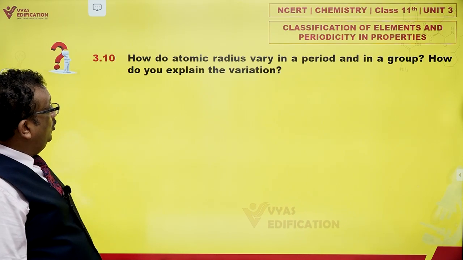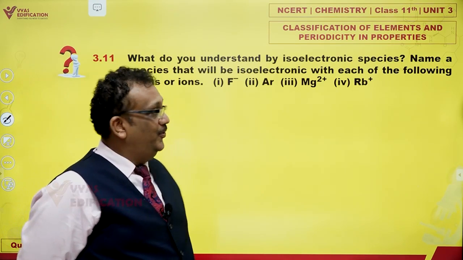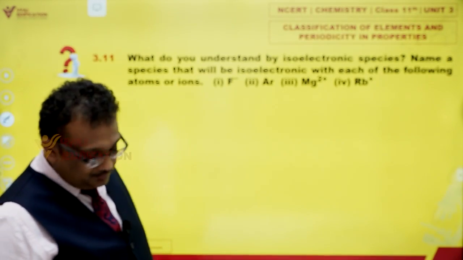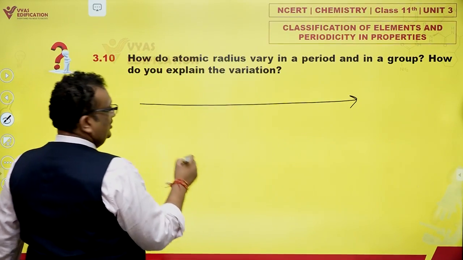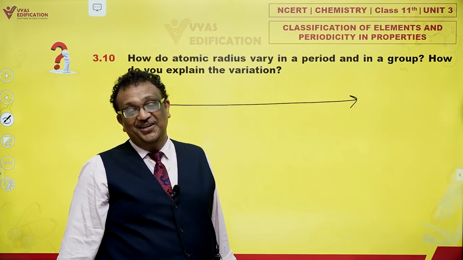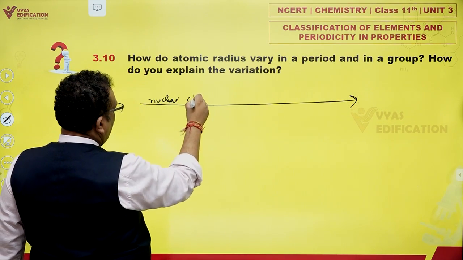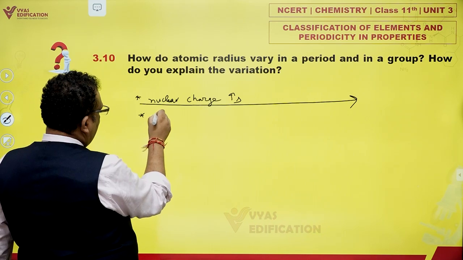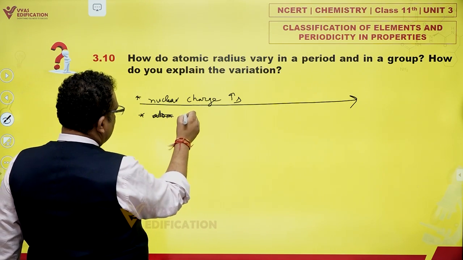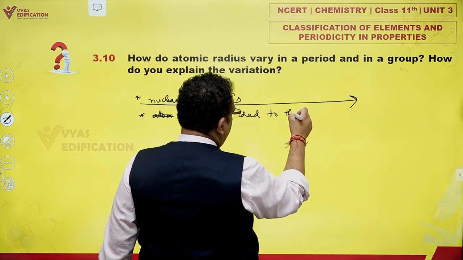That's it. How does atomic radius vary in a period and in a group? How do you explain the variation? That's not difficult to see. As I move across a period from left to right, nuclear charge increases, and electrons are added to the same shell.